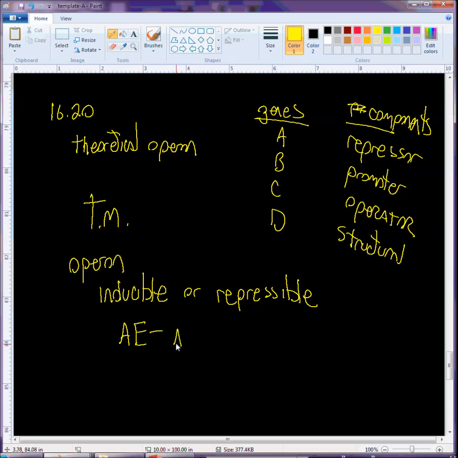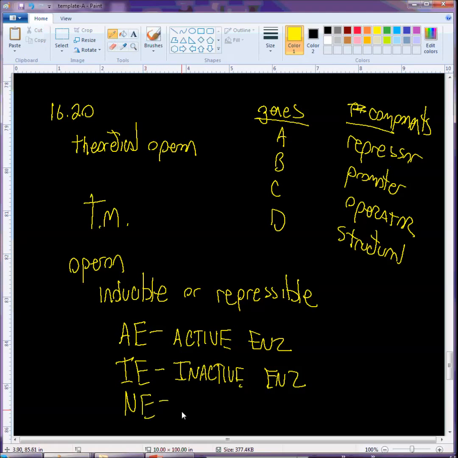AE means active enzyme. IE means inactive enzyme, I guess. Let me look and check. Yes, inactive enzyme. And what's the next one? NE. No enzyme.